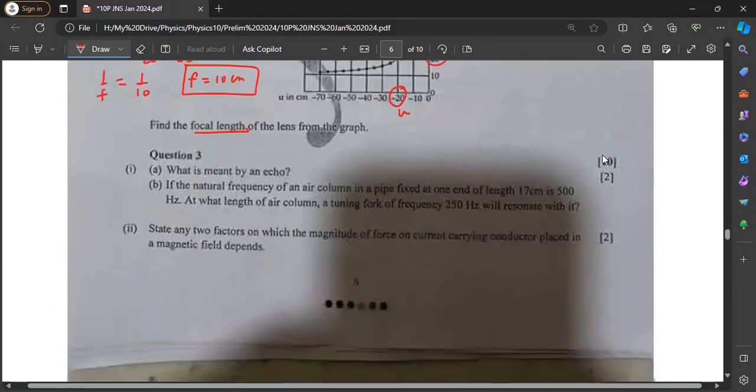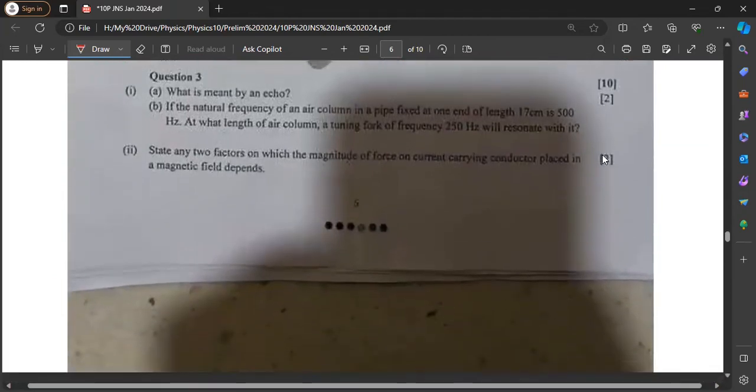Okay, moving ahead. Question number 3. What is meant by echo? Here there will be keywords that the sound is getting reflected and the original sound has ceased to exist. Those pointers are important.